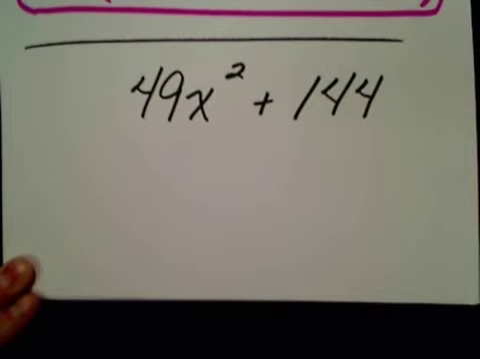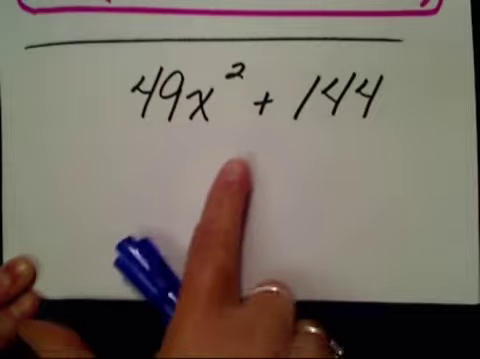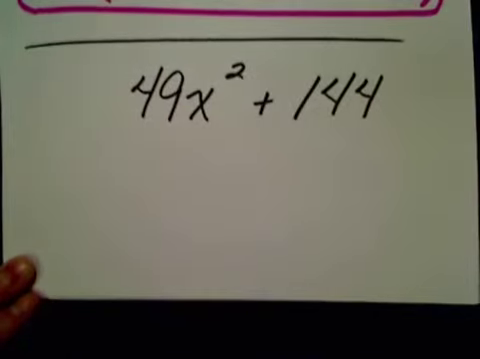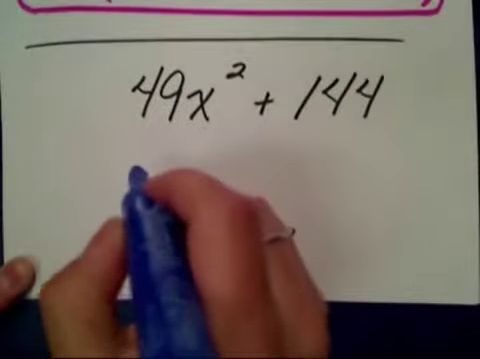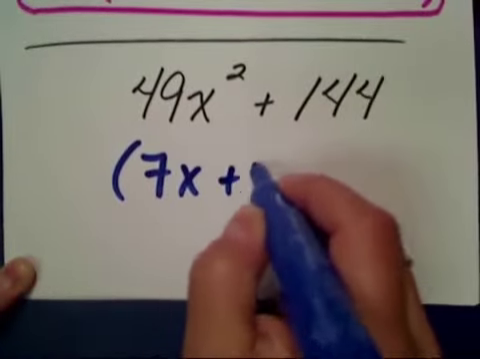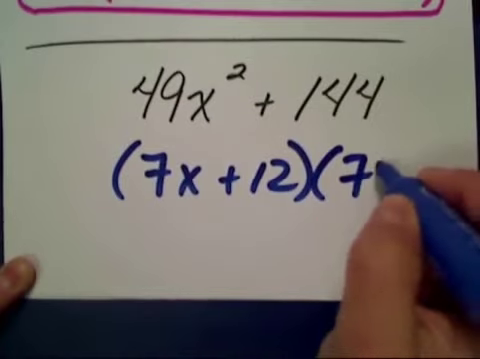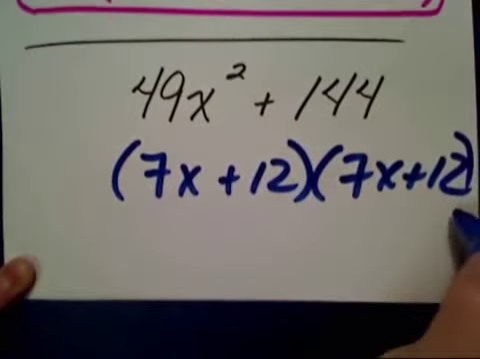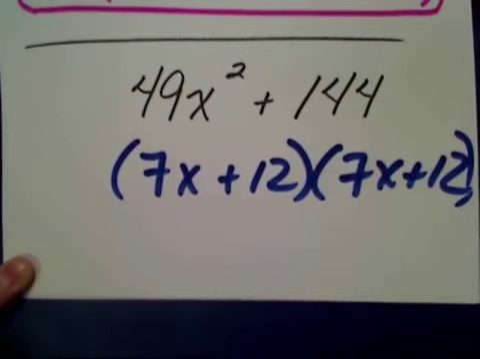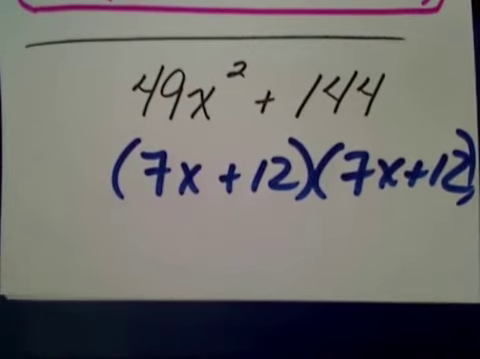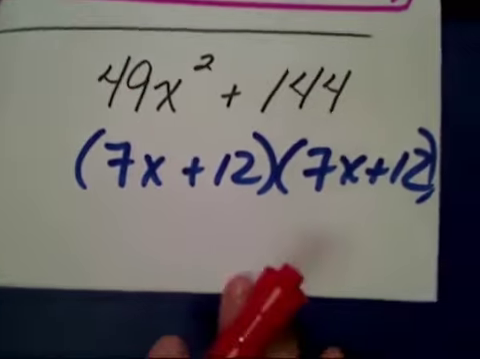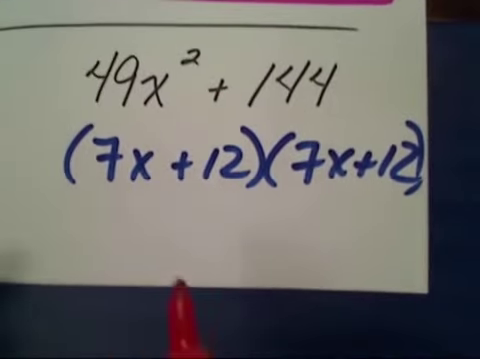At this point, a lot of students say, oh yeah, sure, it's 7x minus 12 and 7x plus 12. But that doesn't give us a positive 144. Oh, then it's 7x plus 12 and a 7x plus 12. Well, try FOILing that out once. Do you get 49x squared plus 144 as your final answer? Remember to do all stages of your FOILing.